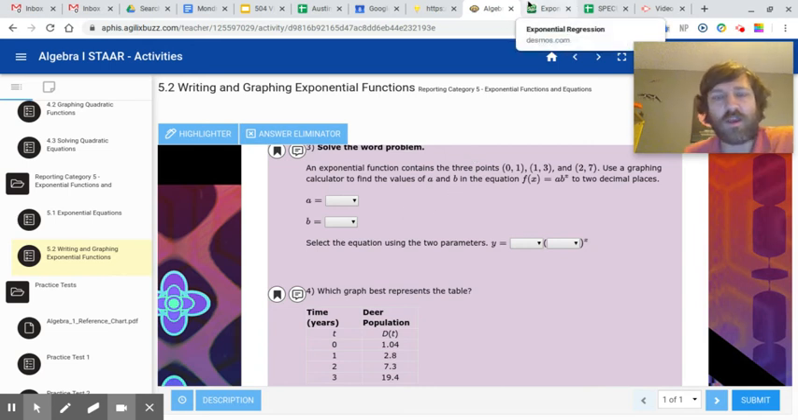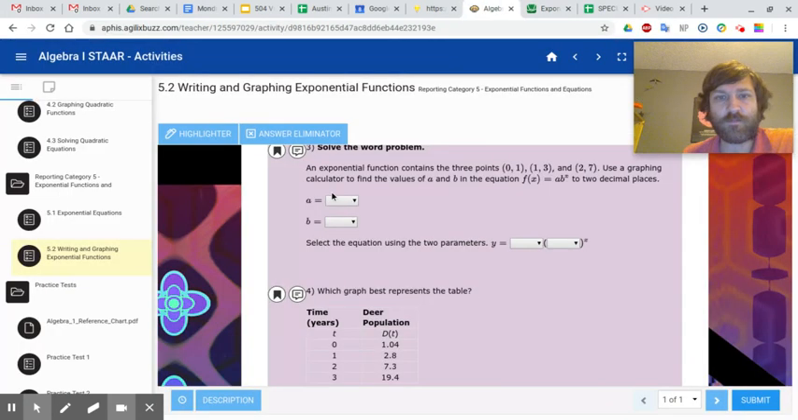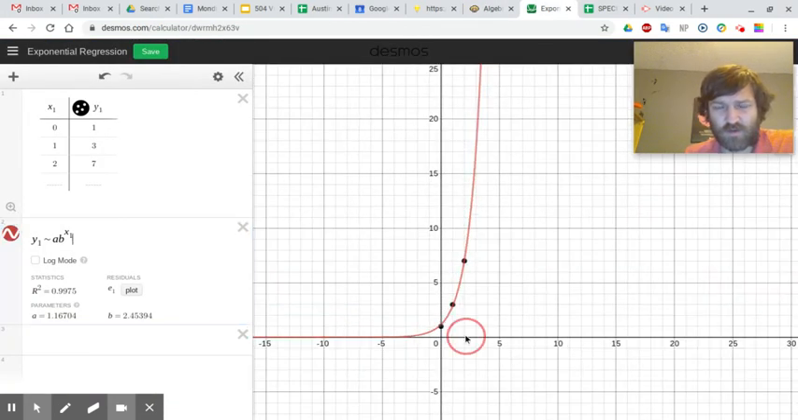And this is what a graphing calculator like a TI or a Casio calculator would do. But Desmos does it in, I think, a little bit more straightforward way. So we need to look at the A value, which is 1.167. And well, that's interesting because it doesn't have the same answer. Let me just zoom in here and make sure that maybe I didn't make a mistake somewhere.